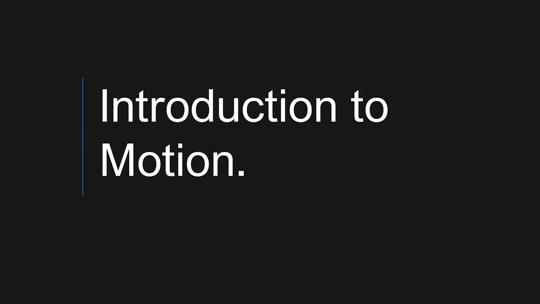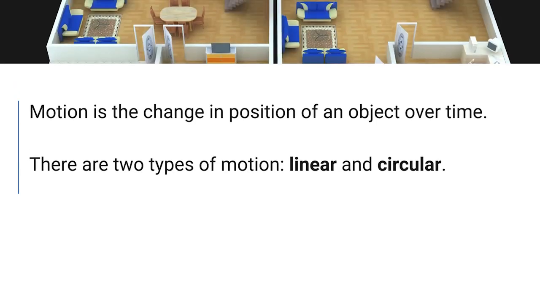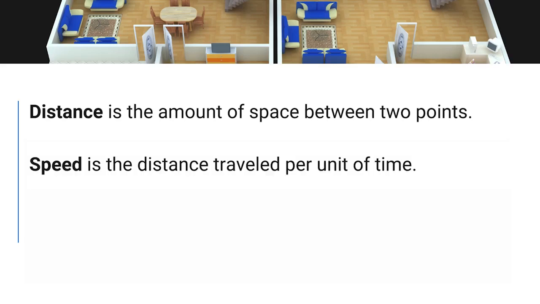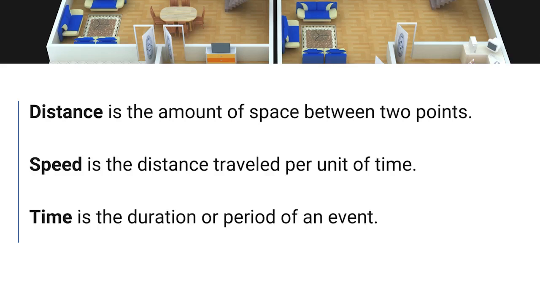Properties of motion. Motion is the change in position of an object over time. There are two types of motion, linear and circular. Distance, speed, and time. Distance is the amount of space between two points. Speed is the distance traveled per unit of time. Time is the duration or period of an event.